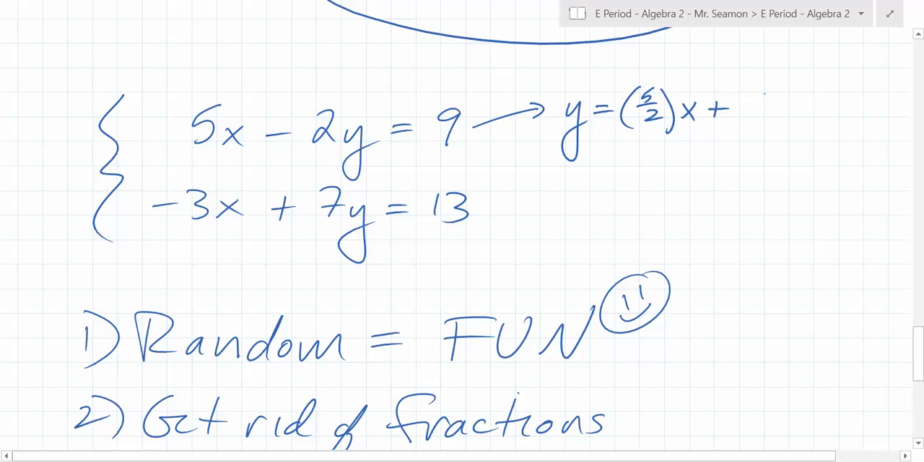9. Anybody want to add to that? Connor? Do I like decimals? 4.5. Do I like mixed fractions? 9 over 2. There you go. That's what I like. Okay, what about the second one?